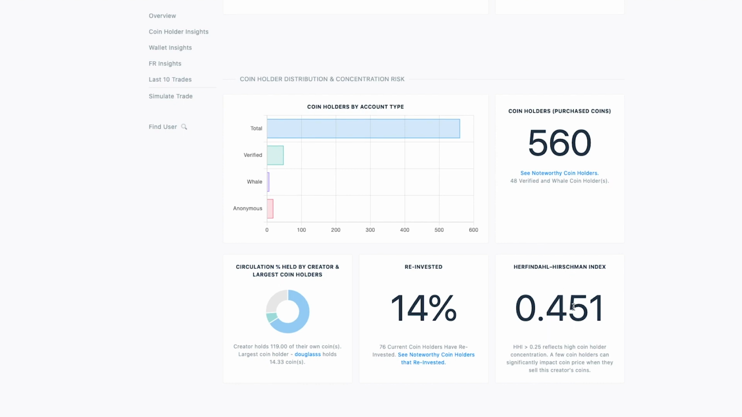But Art's HHI is 0.45, which is very high. And the reason for that is Art himself. He owns 66% of his entire coin supply. Wow. So that is truly driving such a high HHI. And then about 8% is owned by Douglas. So between Art and Douglas, almost three-quarters of the coin supply for Art is held by two people.